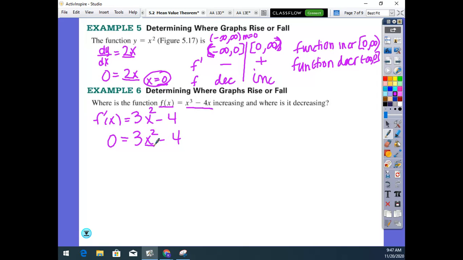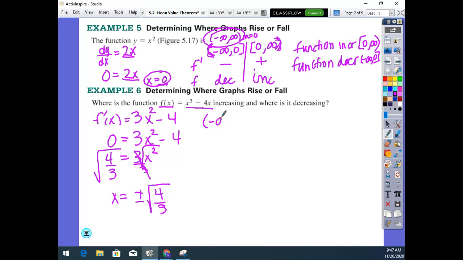Since I'm just looking at x squared, I can get x squared by itself. So I'm going to add 4 to both sides, divide by 3, and then take the square root to get x by itself. Since I took the square root, I need to include the plus or minus of the square root of 4/3. So I need to use both of these, inserting them into the negative infinity to infinity interval.